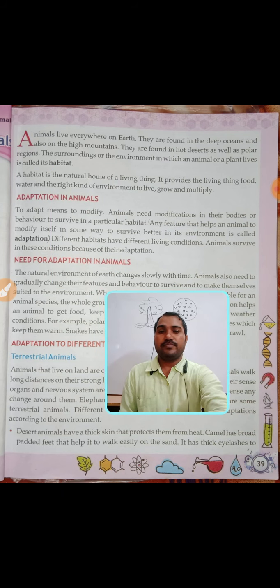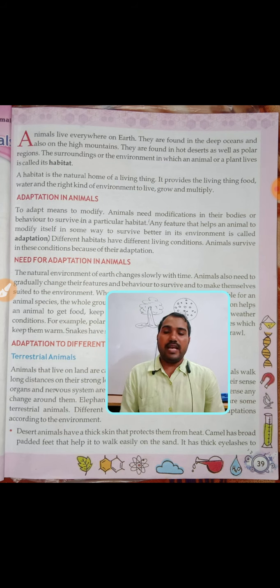Dear students, as we know, animals live everywhere. The environment where animals or plants live is said to be the habitat. You can say that a habitat is the natural home of a living thing. It provides the living things with food, water, and all the required materials to grow and multiply.